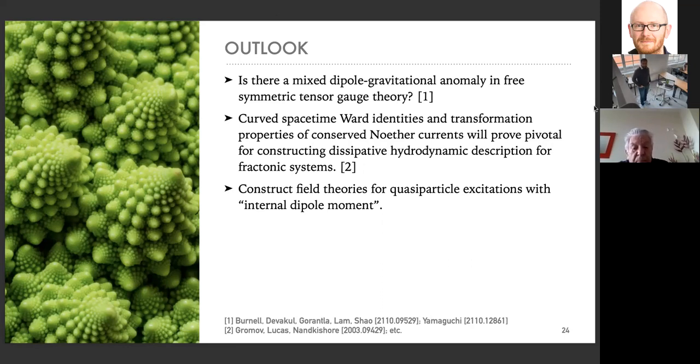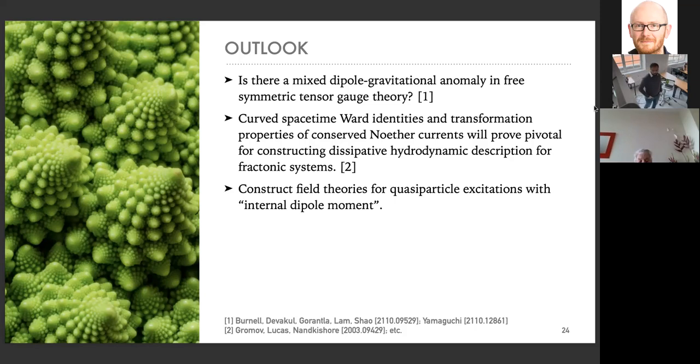I really work a lot on hydrodynamics. So my motivation for doing most of this is to try and work out some hydrodynamic description at low energies, which will apply to these fractonic systems. And as it turns out, what identities or conservation equations hold, and how the various constitutive relations transform under the various symmetries, is pivotal in doing anything. So I take this as groundwork for further explorations in that direction.